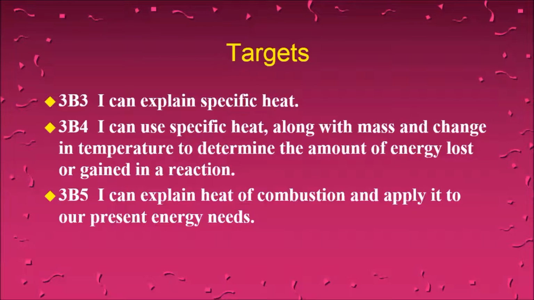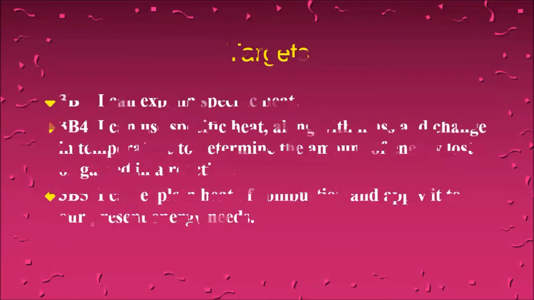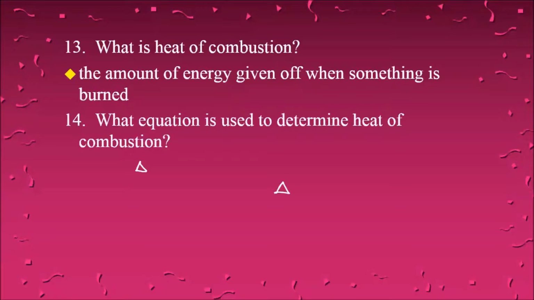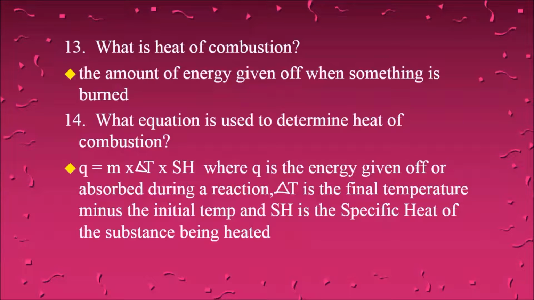All right, so here are the targets I'd like to get to today. Specific heat. Use specific heat in the Q equation and explain the heat of combustion and apply it to present energy needs. Okay, the amount of heat given off is heat of combustion. The amount of heat energy given off, or really the amount of any kind of energy given off when something is burned. What equation is used to determine the heat of combustion? The Q equation.